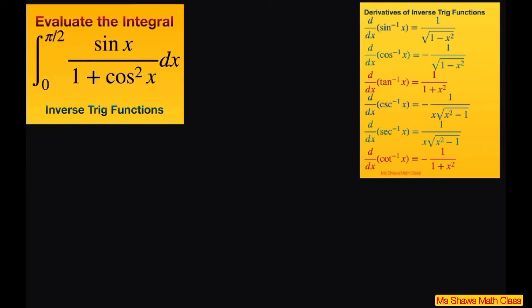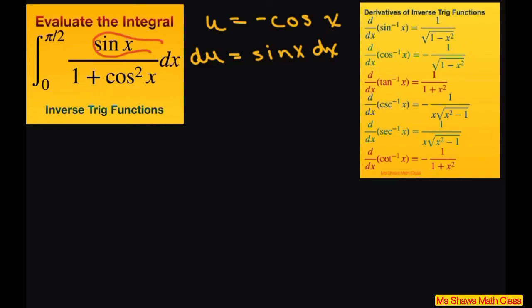I'm going to let u equal negative cosine of x. Therefore, du is going to be just sine x dx. And basically that's why I let u equal that, because I had sine x dx. So I did the antiderivative and got negative cosine of x. I let that be u. And then we're pretty much ready to start, except we have to now change our upper and lower limits.